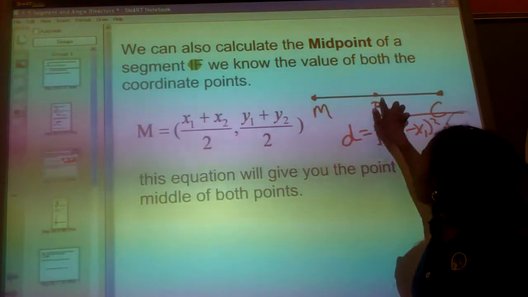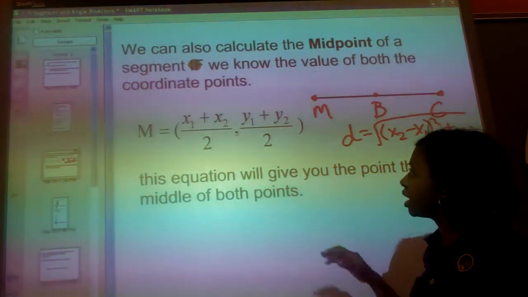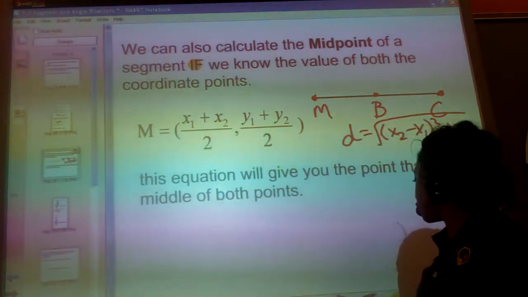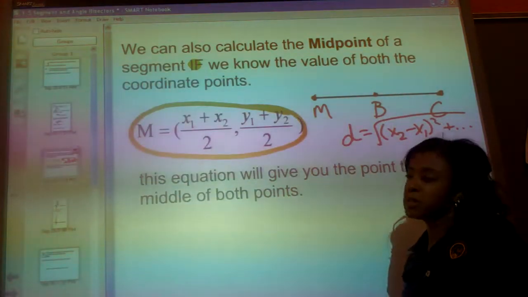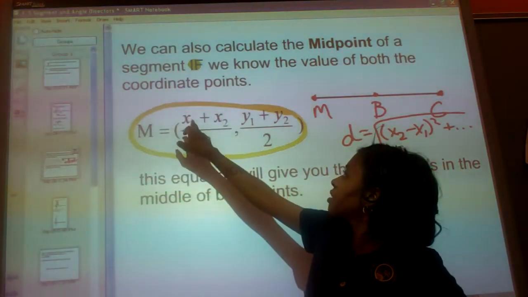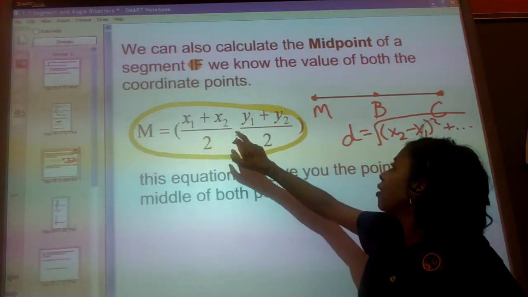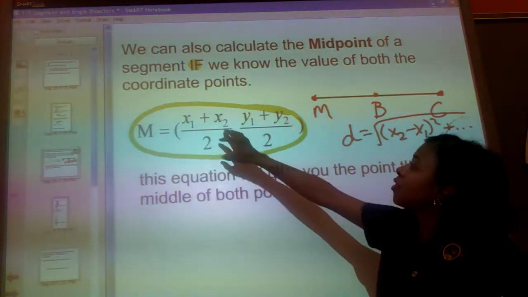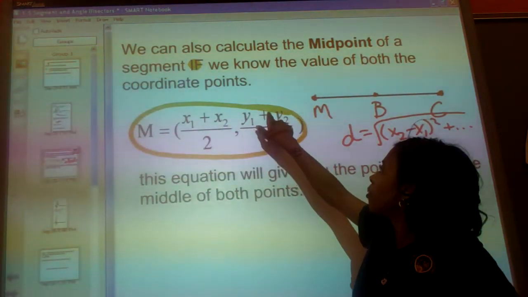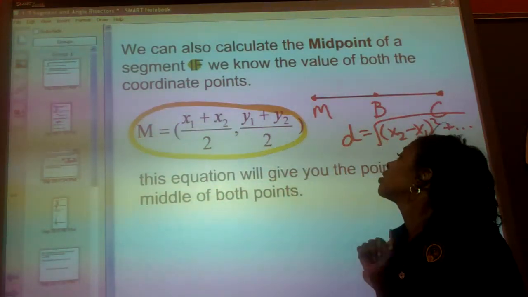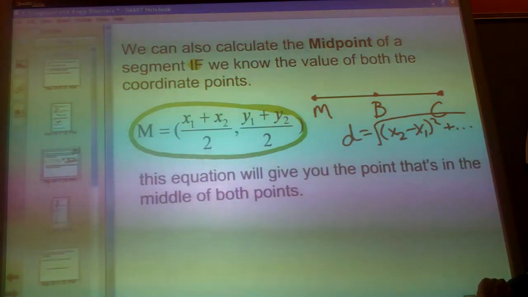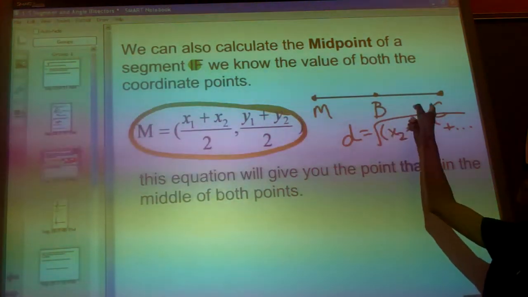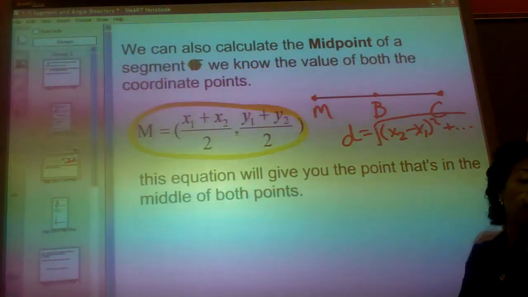If I just want to know the midpoint, I can calculate that using this equation here. M, which represents the midpoint, equals x sub 1 plus x sub 2 in half, comma, because this is for the first ordered pair, and then y sub 1 plus y sub 2 divided in half. This equation, again, will give you the point that's in the middle of both M and C, or whatever line segment that you have.